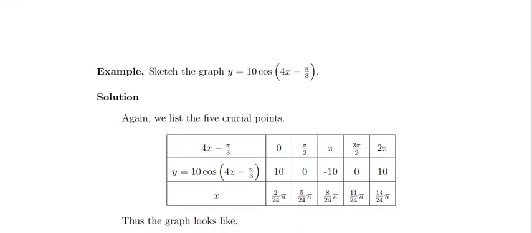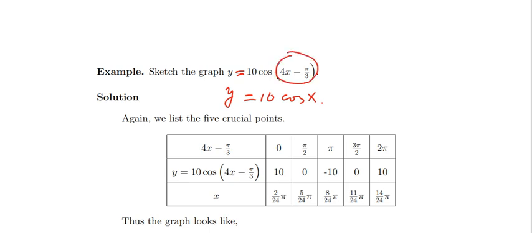Same story, but here a little bit more complicated. We say y equals 10 cosine of 4x minus pi over 3. At first we regard this as 10 cosine of this angle. We regard 4x minus pi over 3 as one term, with the 5 points. When 4x minus pi over 3 equals 0, cosine 0 is 1, so the function value is 10, right? Y equals 10.